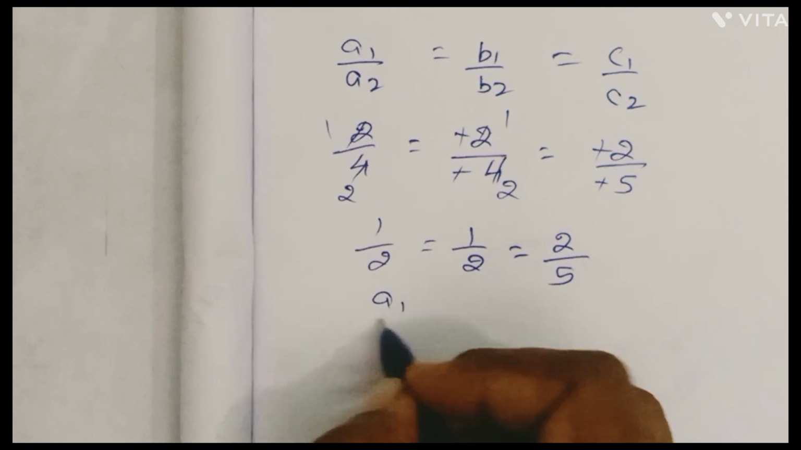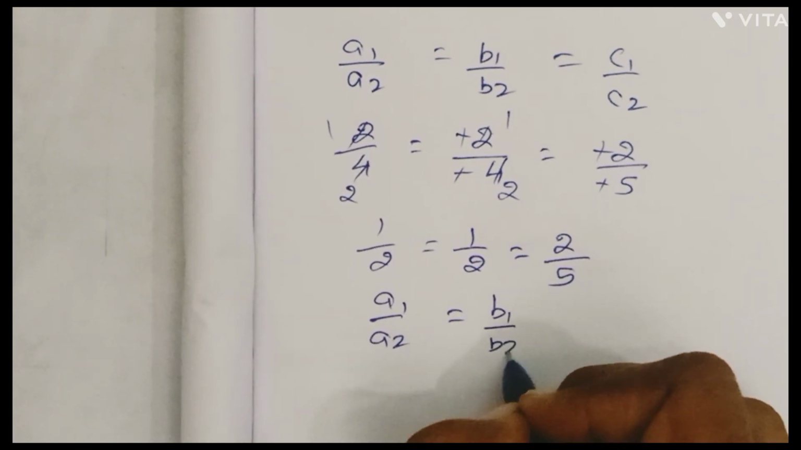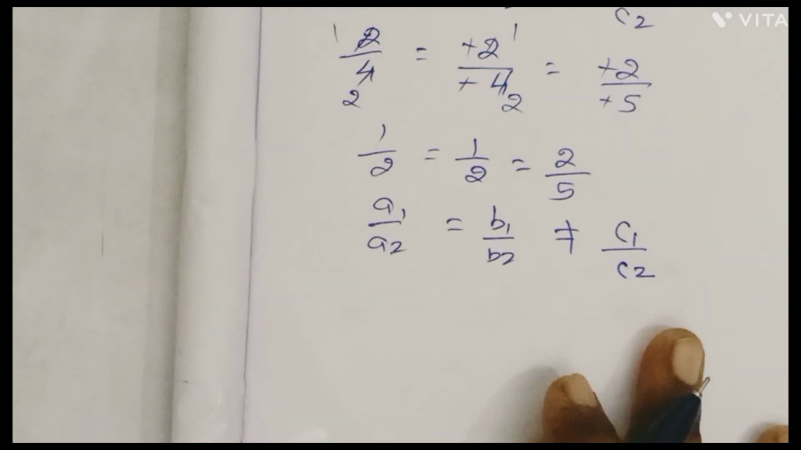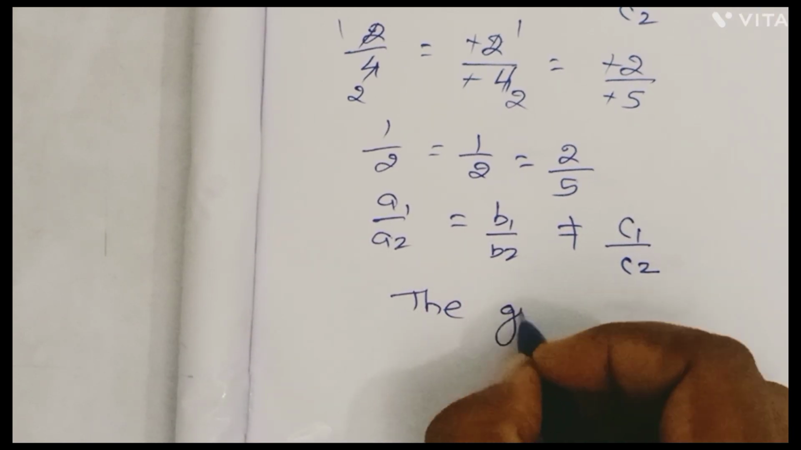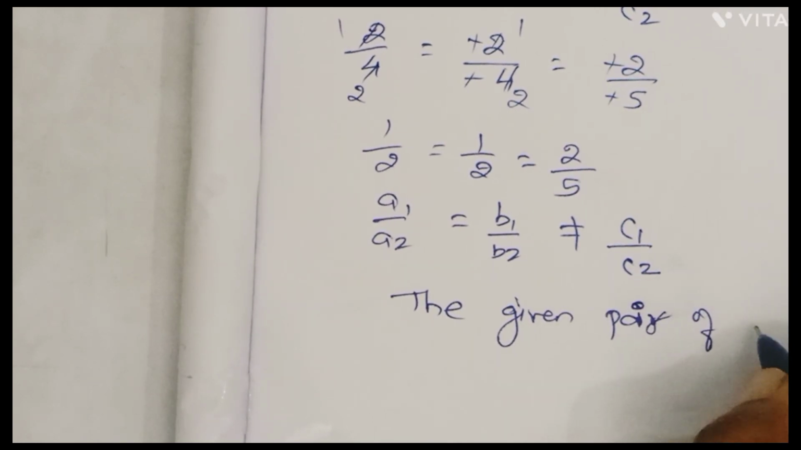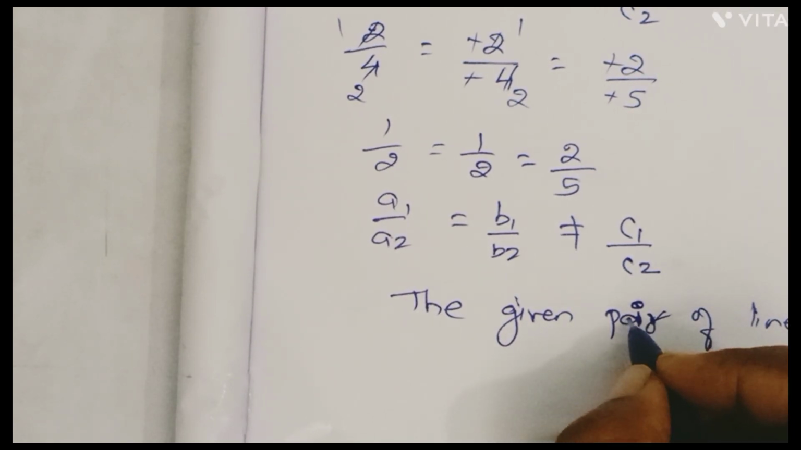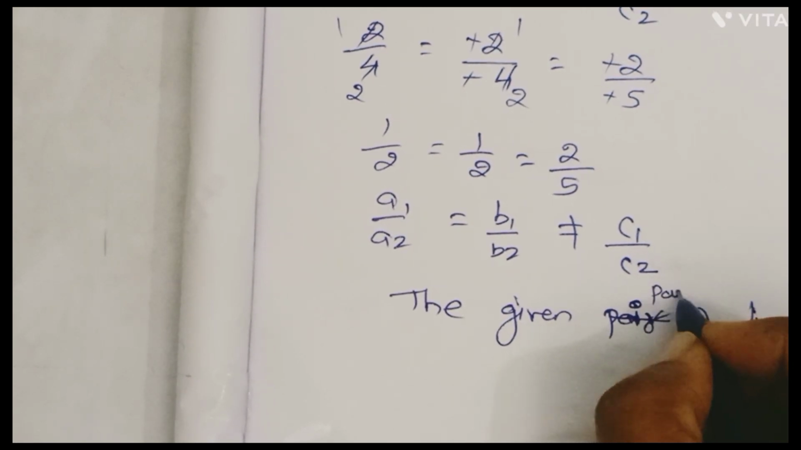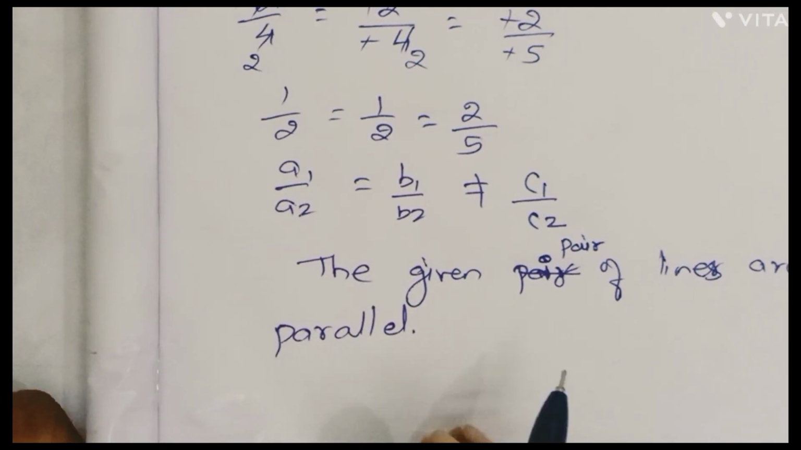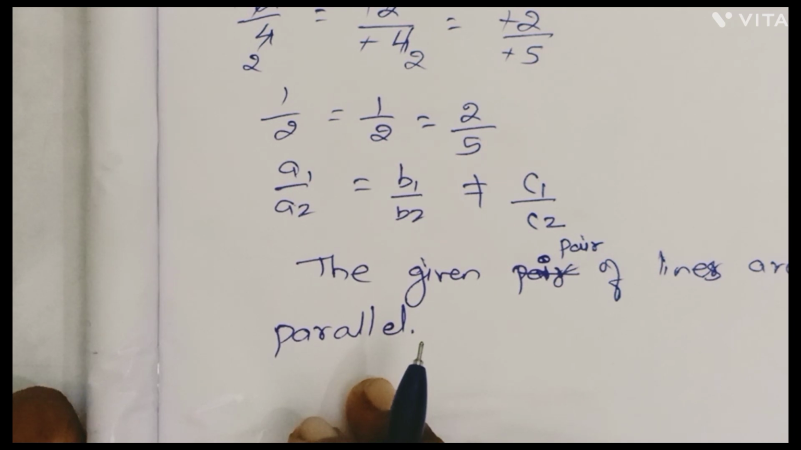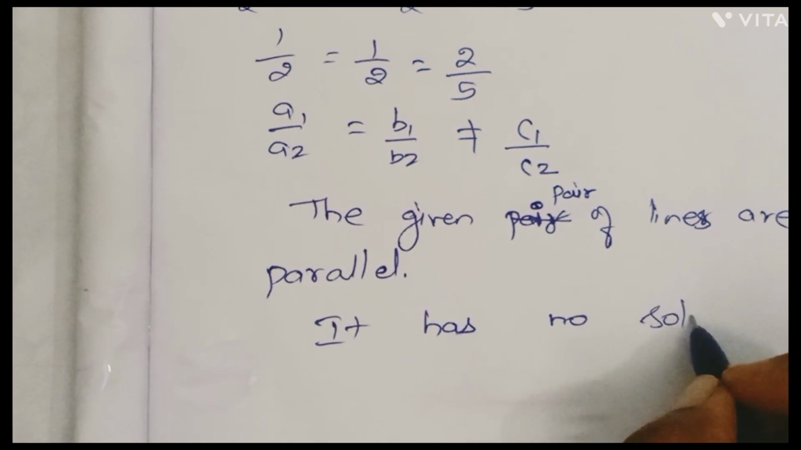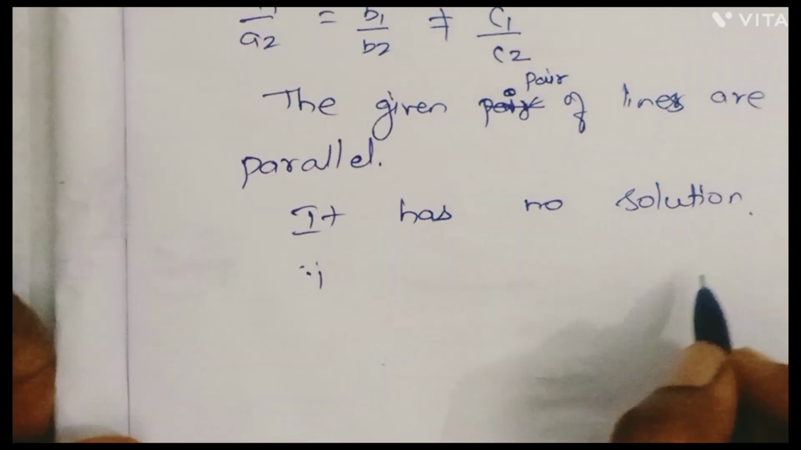So we conclude that a1 by a2 equal to b1 by b2, which is not equal to c1 by c2. Then we say that the two lines are parallel. Therefore, the given pair of lines are parallel. So we conclude that the two lines are parallel. Then parallel means, what about the solution? It has no solution. And what about the consistency? It is inconsistent.